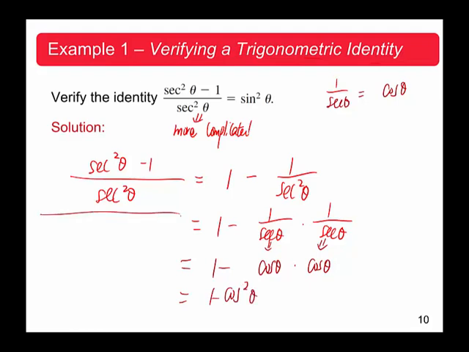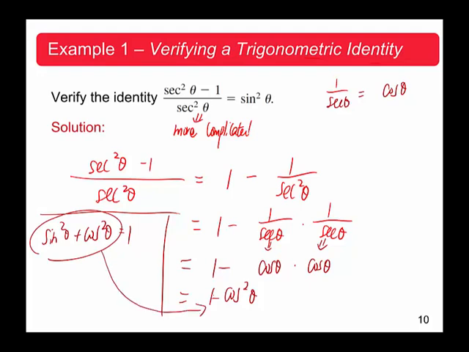Okay, now we know that sine theta squared plus cosine theta squared equal to 1. Now since we have 1, subtract this, plug in there. So you get sine theta squared plus cosine theta squared minus cosine theta squared. And cancel that, end up with sine theta squared, which is exactly the right hand side, right?